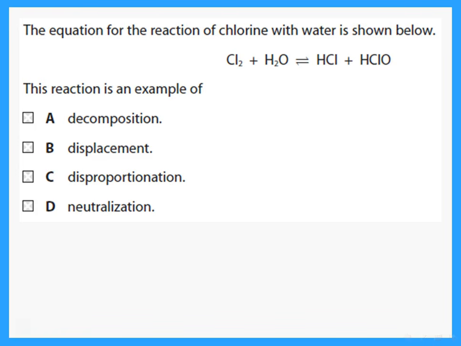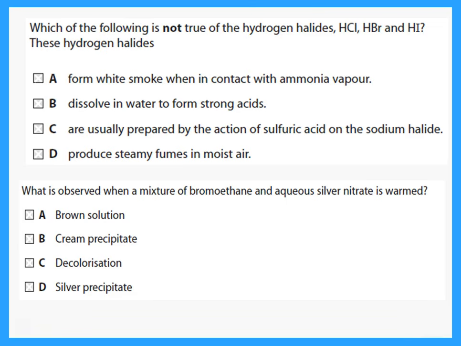The equation for the reaction of chlorine with water is shown. This reaction is an example of what? Remember we said this is an example of what? The chlorine changes from oxidation number 0 to -1 and 0 to +1. So oxidation and reduction for the same element. This is a disproportionation reaction.